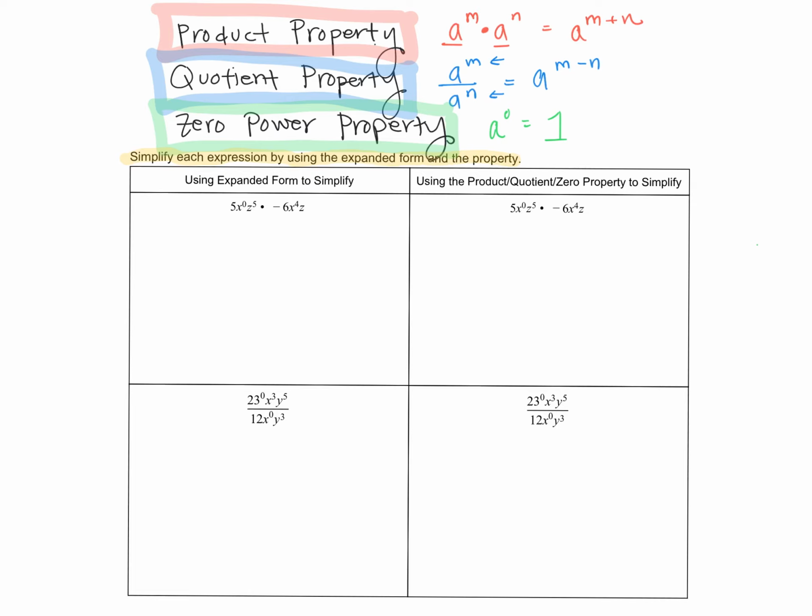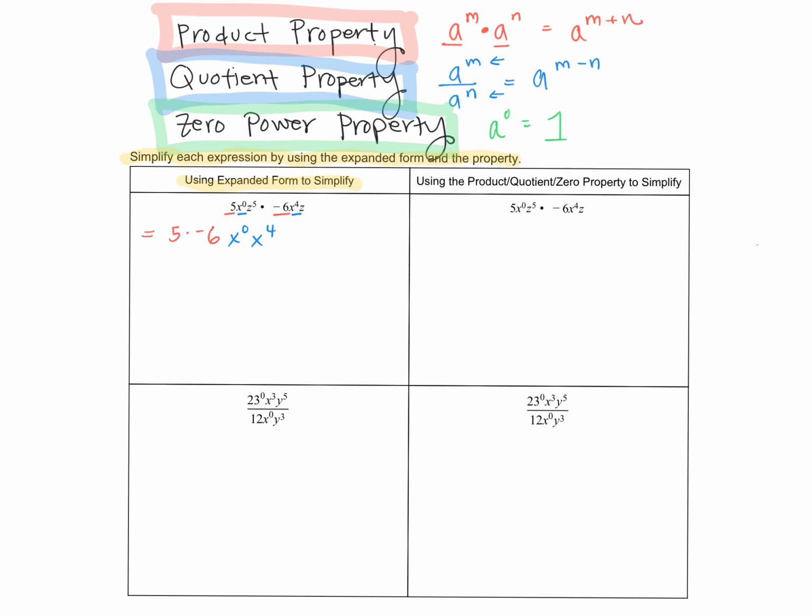Let's start by using the expanded form to simplify for this one. So I'm going to keep track of what I'm looking at here. I usually want to group things with the same base or same type of base together first. So I see 5 and negative 6, they're both numbers, so I'm going to group that together. I also want to group together variables that have the same base here. So I see x to the 0 and x to the 4th.